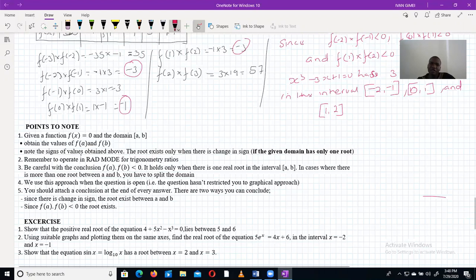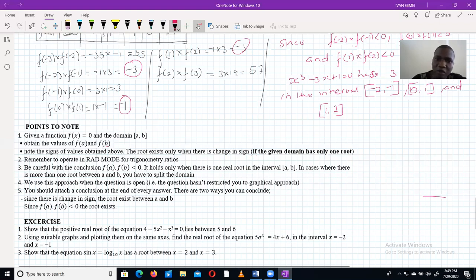Then you note the signs of the values obtained above, that is f of a and f of b. The root exists only when there is a change in sign. Of course, sometimes the sign may not change, and in such cases it may mean that the function has no root in that interval, or maybe the function has more than one root. So this conclusion here, sign change, will apply if there is only one root in the domain.